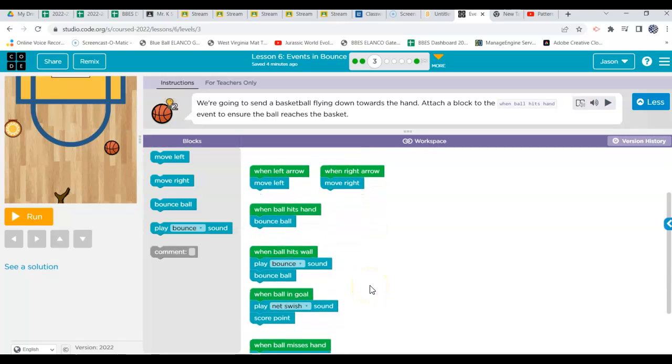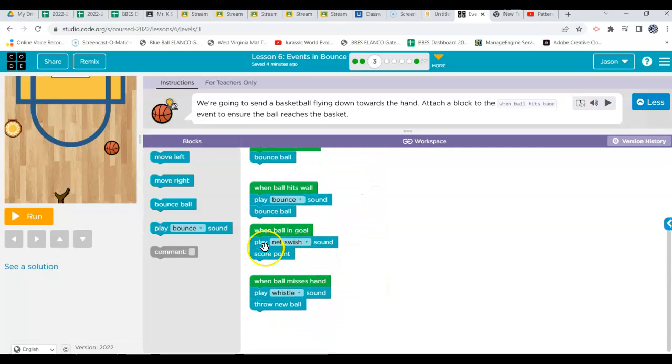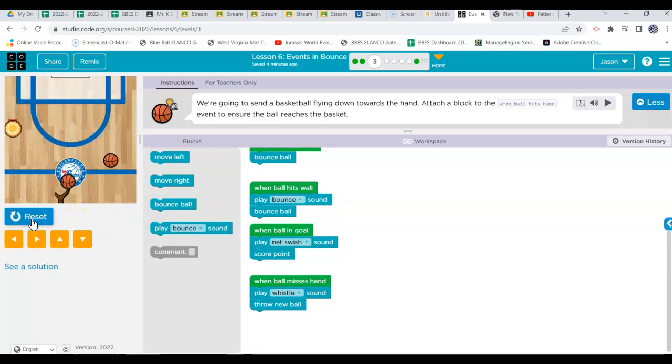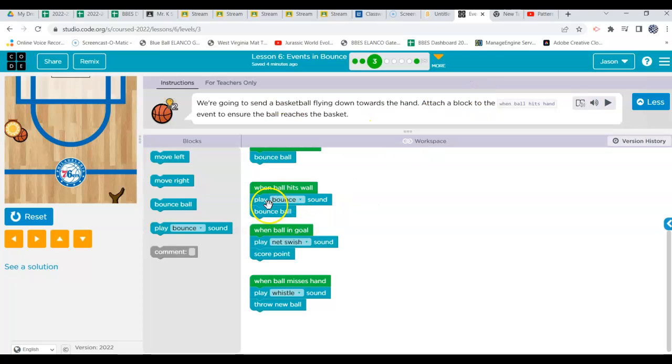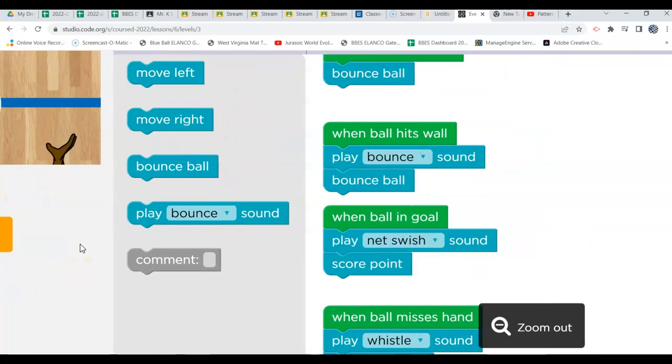Well, that makes sense. Look at this. You can have two effects from one cause. For example, it says when ball hits wall, play the bounce sound and bounce the ball. So two things happen whenever the ball hits the wall. Let's run this and see what happens. Oh, gosh. Whoop, we missed one. So you can have multiple effects for one cause. That's an important thing to note.